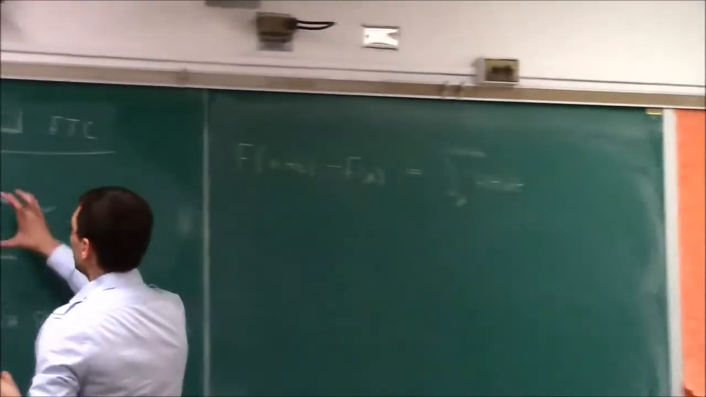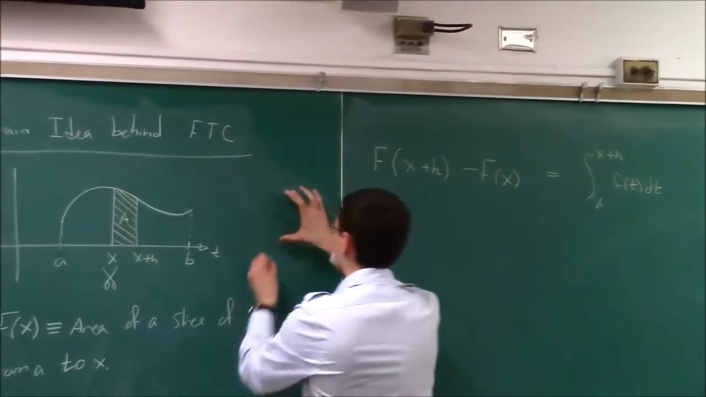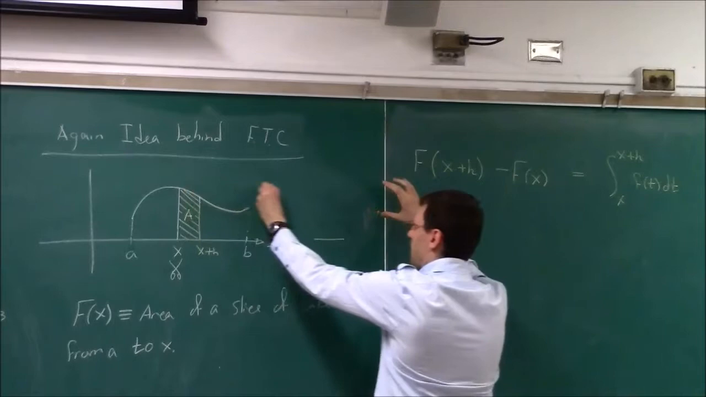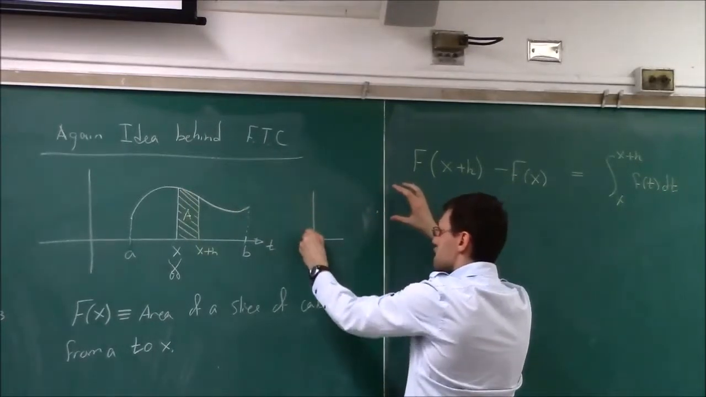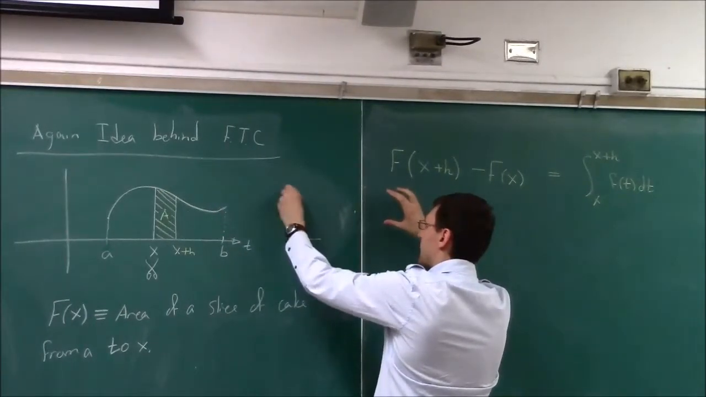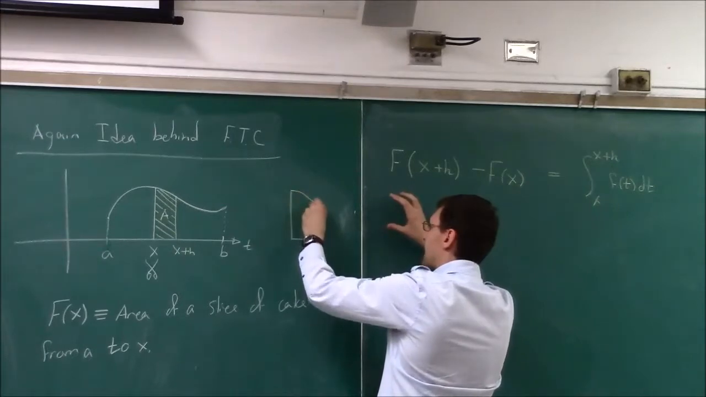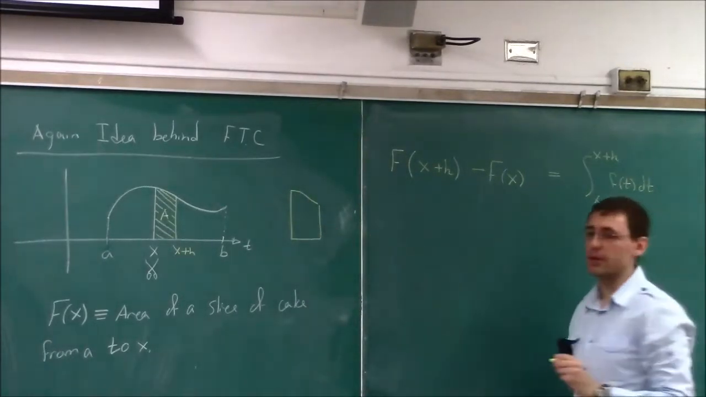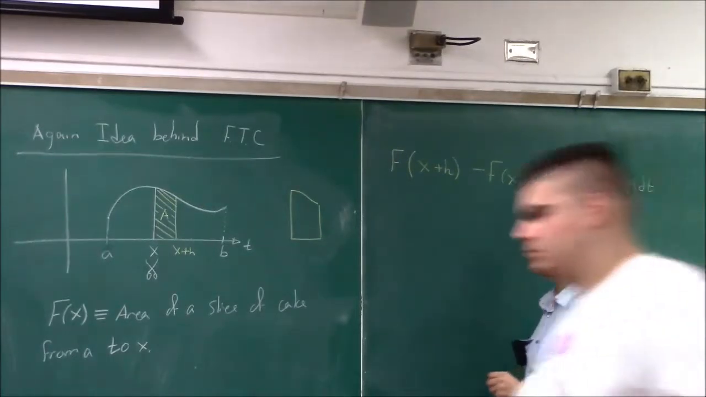Now, if I pull this shape out, let me try to draw this shape. Here is that shape that I have the area for. Correct?